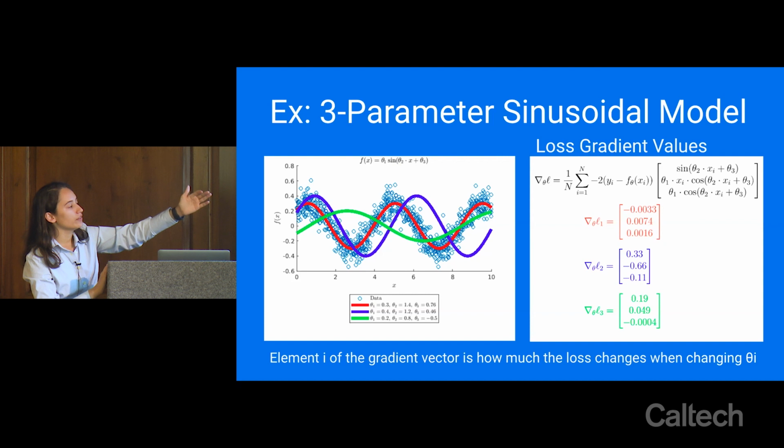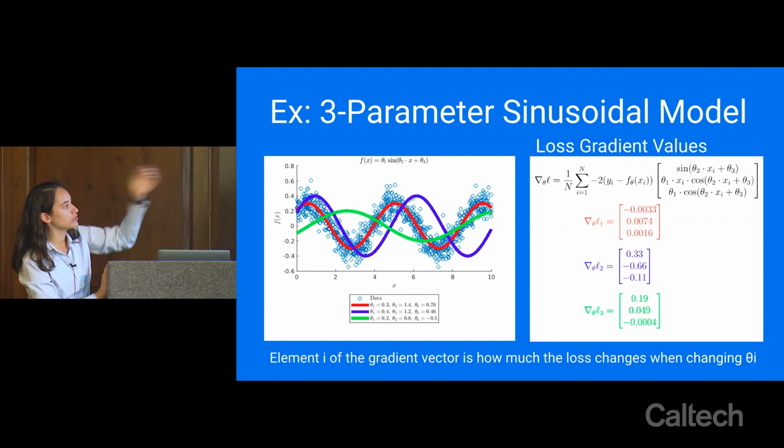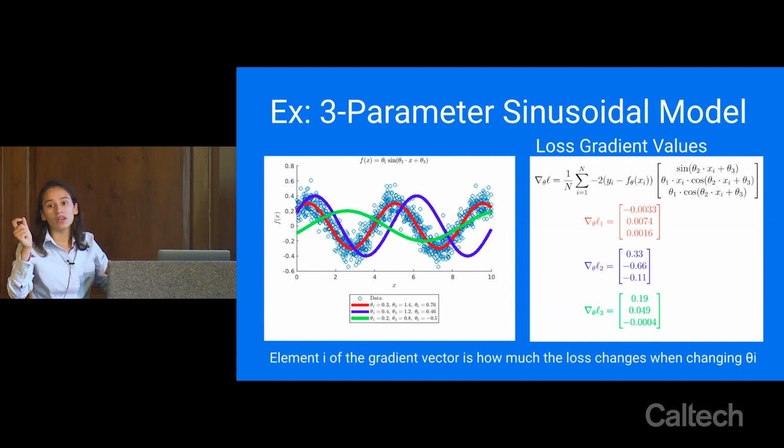Versus when you look at the blue or the green curves and their respective gradient vectors, let's just look at the blue one. With the first element, which is the gradient with respect to theta 1, I get 0.33. And so when I wiggle theta 1, I do actually get a change in the loss value. That means probably I haven't learned a good theta 1 in this model, and if I change it, I can actually get to a better solution. Does this make sense? Okay.